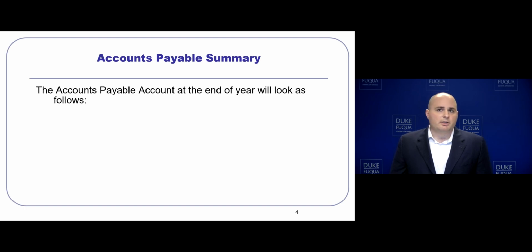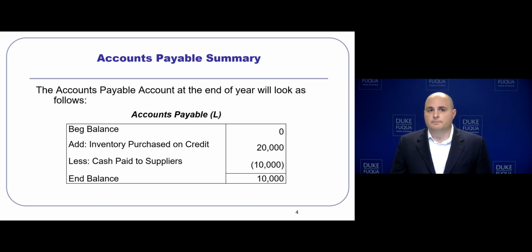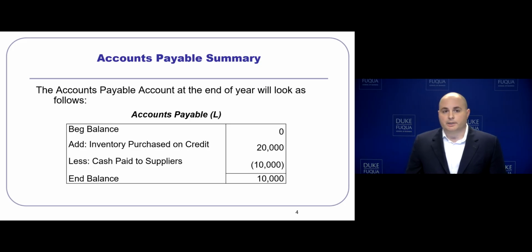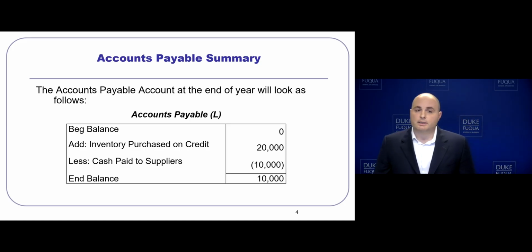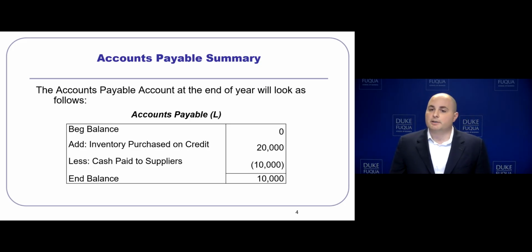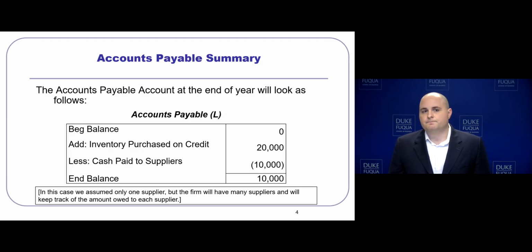The accounts payable account can be summarized as follows at the end of the year. The beginning balance will be zero. We added inventory that we purchased on credit of $20,000. We paid part of that off during the year, cash paid to suppliers of $10,000, leaving us with a balance that we owe to the suppliers at the end of the year of $10,000.